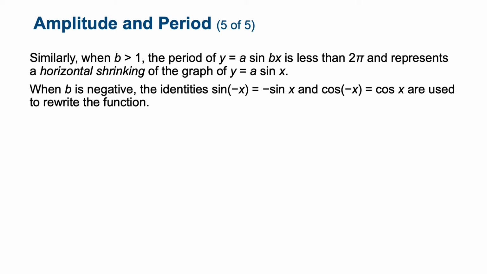So when b is negative, we use the identities to rewrite the function. So remember, sine of negative x is equal to negative sine of x, and cosine of negative x is equal to cosine of x.